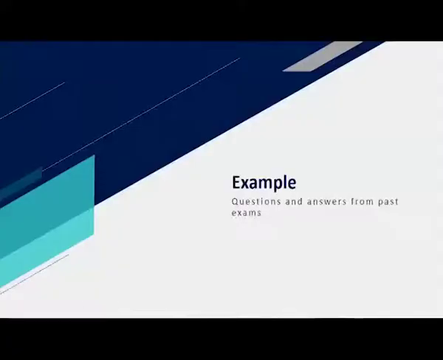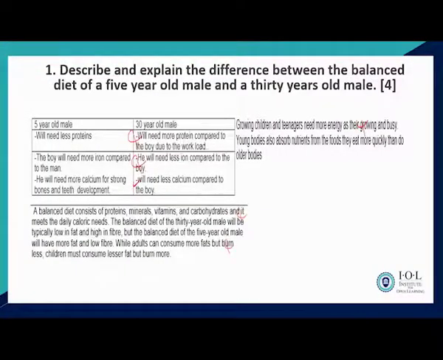Let's take some examples from the past questions, past exams and past assignments. Question number 1. Describe and explain the difference between the balanced diet of a 5-year-old male and a 30-year-old male. If you go back to your study guide, where it says nutritional requirement, there is a place where it says the nutritional requirement is determined by gender. Males need more energy than females.